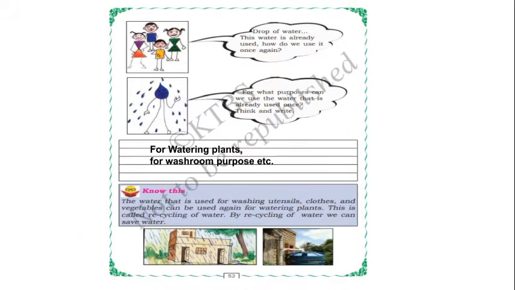See, children, when you wash the utensils, you can collect that water and put that water to plants, isn't it? For watering plants you can use the utensil washing water, and for washrooms also you can use that water. This you can call recycling of water, isn't it? Yes, for watering plants and for washroom purposes, we can use the used water.